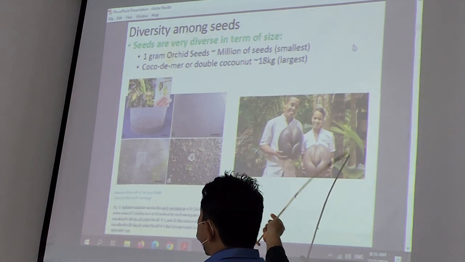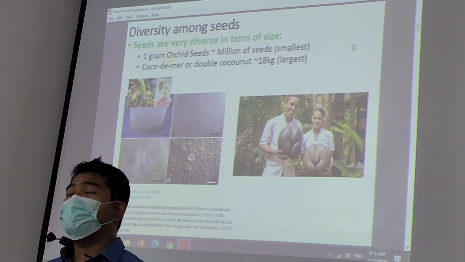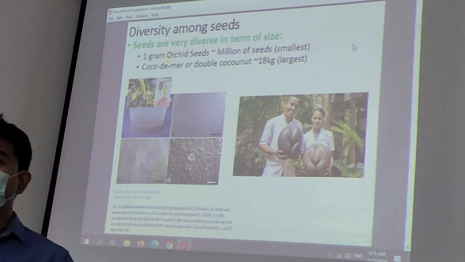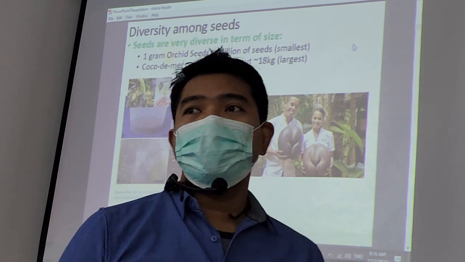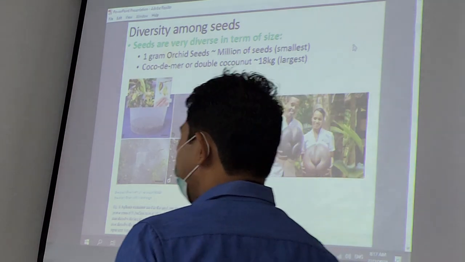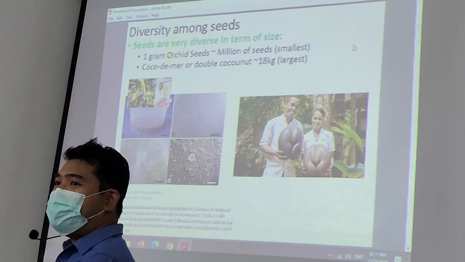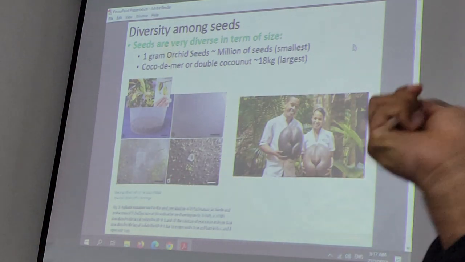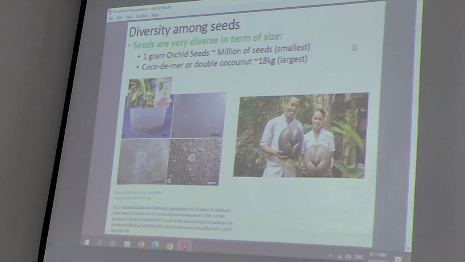This guy here, this coco dimer, double coconut, cannot be dispersed by wind. How it's got dispersed? How? Water. I'm surprised you didn't answer by the guy. Right. They just take it from one place, they put it in one place. They have just become the dispersal agent.